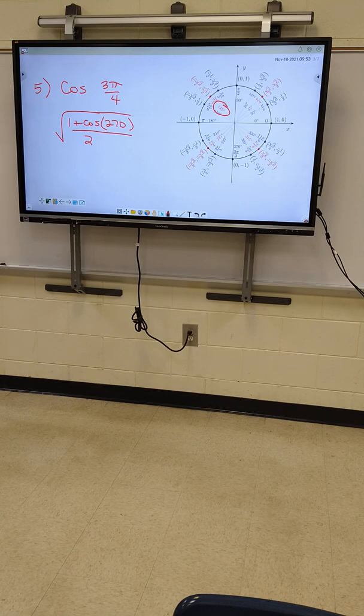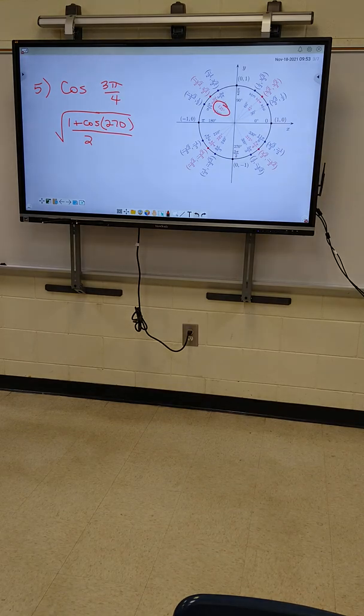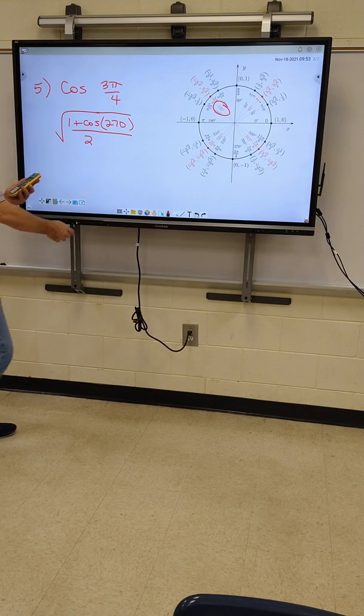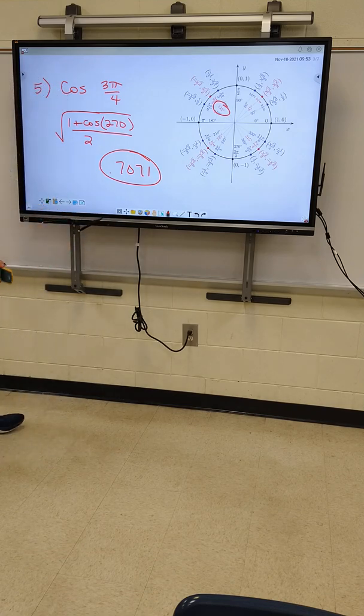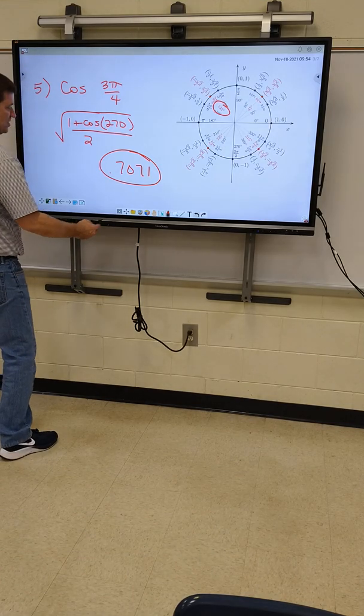All right, so square root, fraction, 1 plus cosine of 270 over 2. I'm going to leave it as a decimal. I got 0.7071. So there's a little bit of work to write on that, not much. Did you get what I got? All right, any questions on 5 before we go to 6? We're going to do 6 the exact same way.